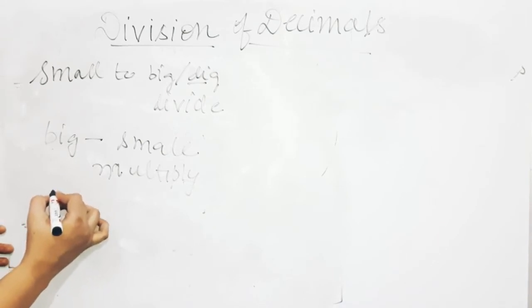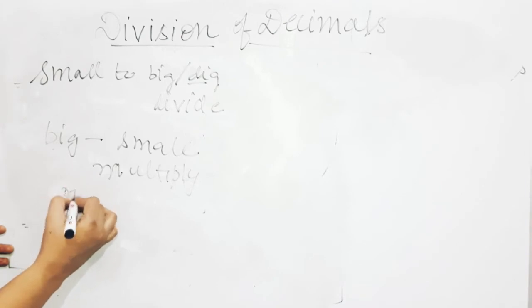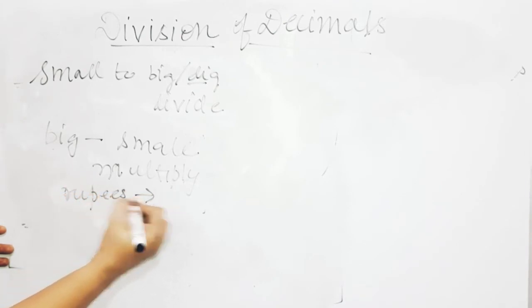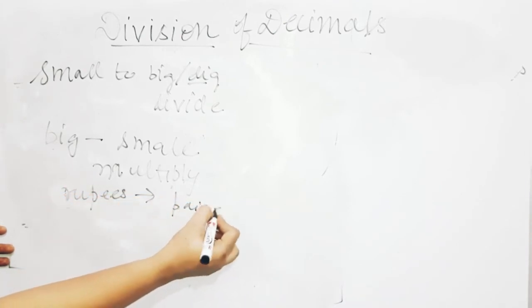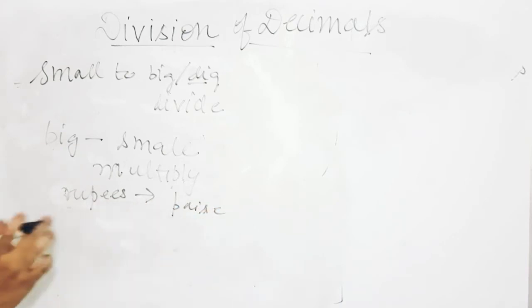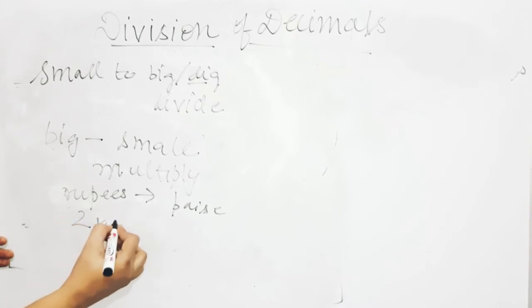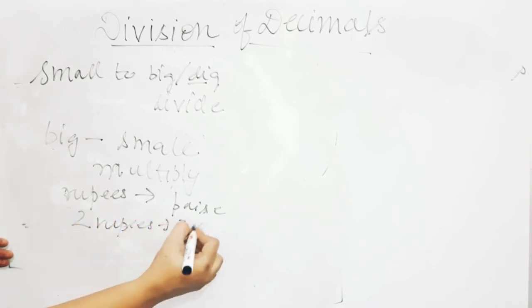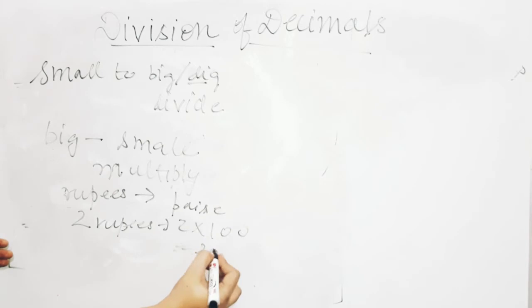So whenever you are converting a bigger unit, for example, you are converting rupees to paisa. Rupees is a bigger unit and paisa is smaller than rupees. Then you have to do what? You have to multiply, because 1 rupee is equal to 100 paisa. So if you are converting 2 rupees to paisa, it will be 2 multiplied by 100, that is 200 paisa.